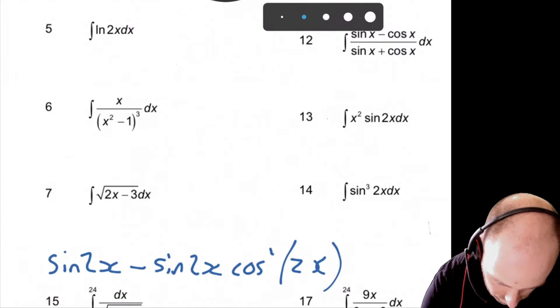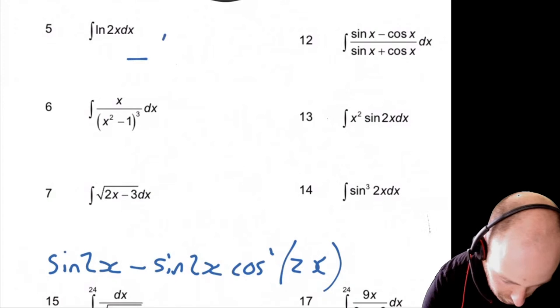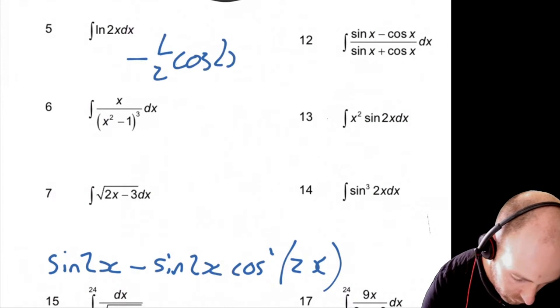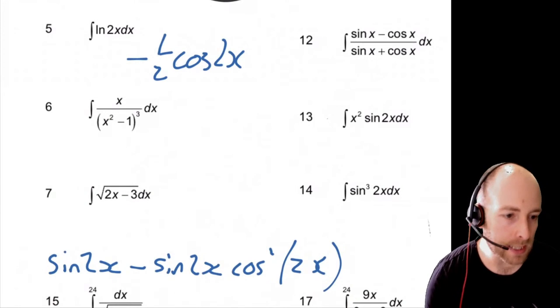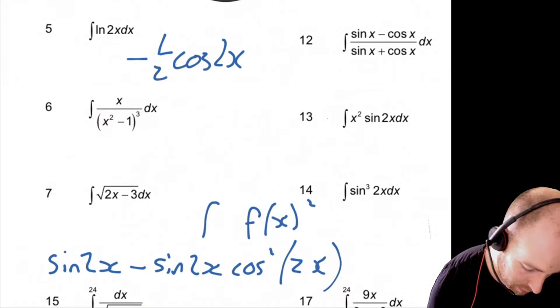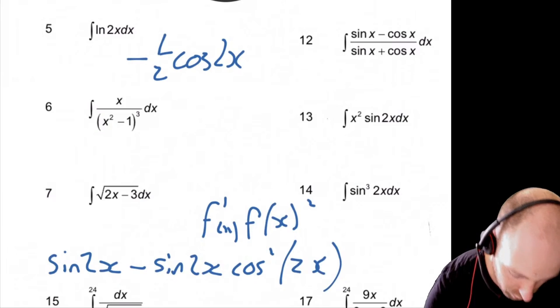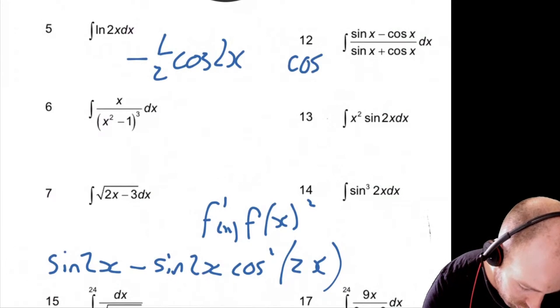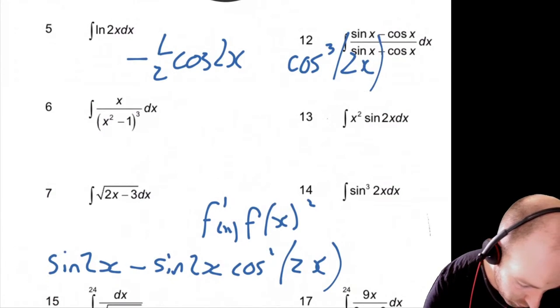So the first one is just going to go, sine integrates to minus cos, so we get minus a half cos 2x. The second bit is a function derivative. So we've got function to the power 2, f(x) all squared times f dash x. So we're going to try f(x) cubed, which is going to be cos cubed 2x.